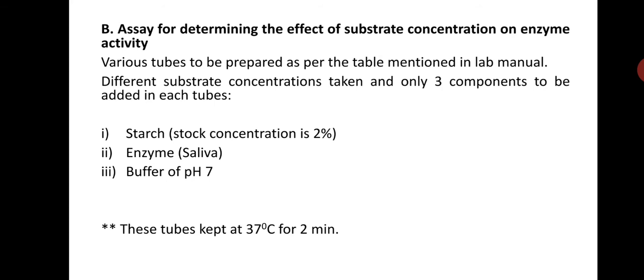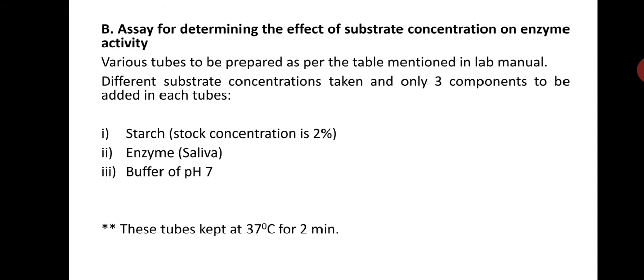Then how will you proceed for effect of substrate concentration? Because that is what you are going to check. Then you can refer to the lab manual. There is a table. In each tube, as you all know, you have to add certain particular components in a particular sequence. Here you are going to use three things: starch, which is a substrate, amylase, which is your enzyme, and third is buffer. You add these three in different volumes, like we did earlier. You just go through that table.